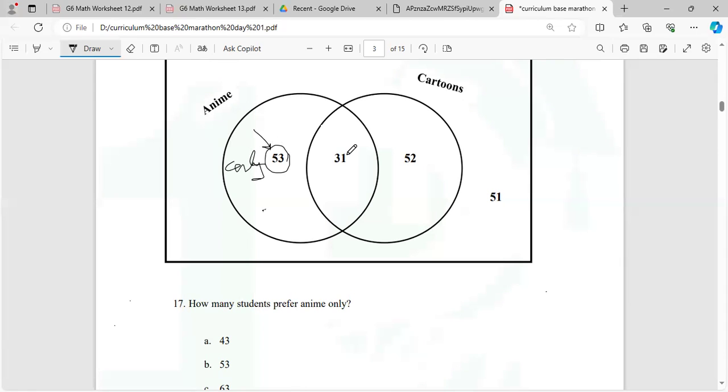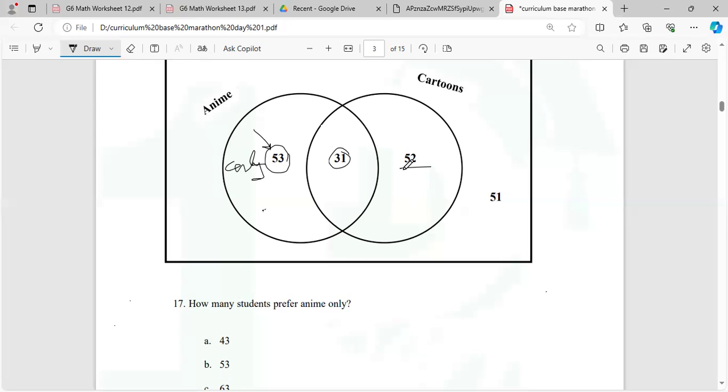You see this 31. What does this 31 represent? Both of them. Yeah, both of them like anime and cartoons. These persons like both anime and cartoon. Sir, and what about 52? That is only cartoon, and the 53 is only for anime.